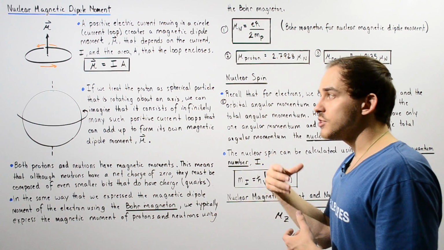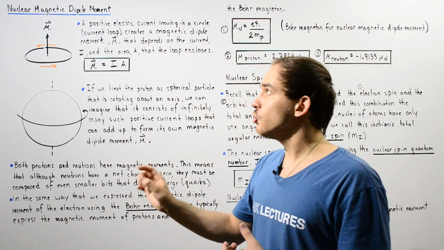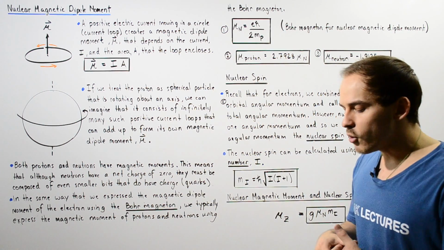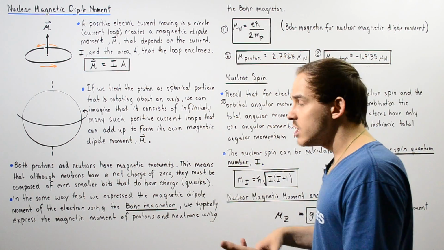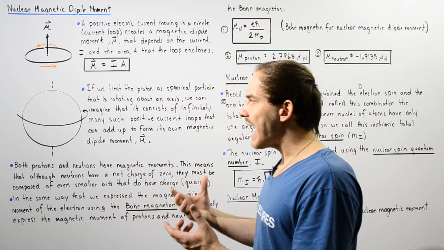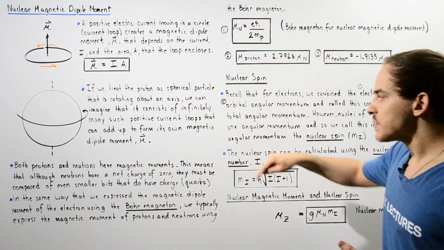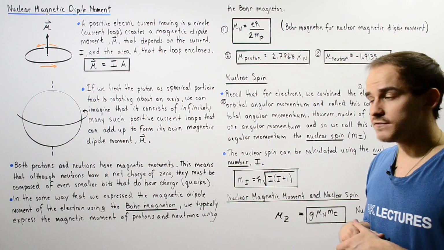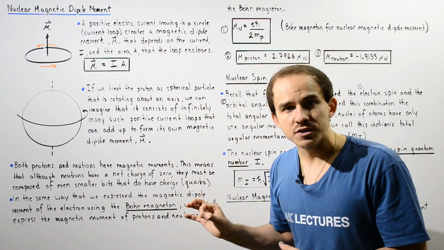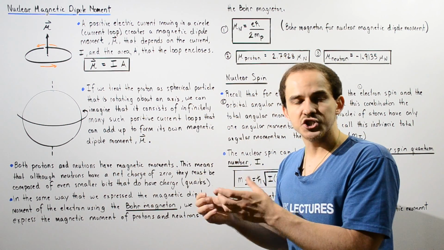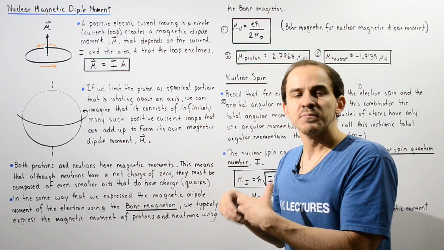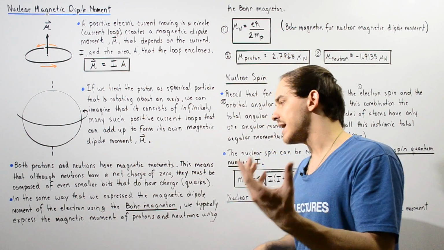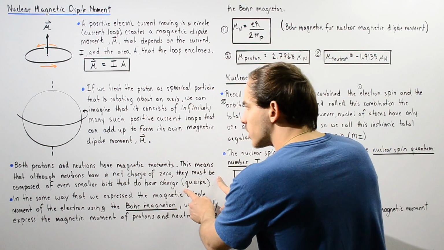Now, protons aren't the only nucleons that can induce a magnetic dipole moment. Neutrons also create a magnetic dipole moment, and that's interesting because we know neutrons as a whole don't actually have a net charge. So this means that although the neutrons have a net charge of 0, they must be composed of some type of constituents, and those constituents themselves must have some type of charge. And these constituents, as we'll discuss in a future lecture, are known as quarks.